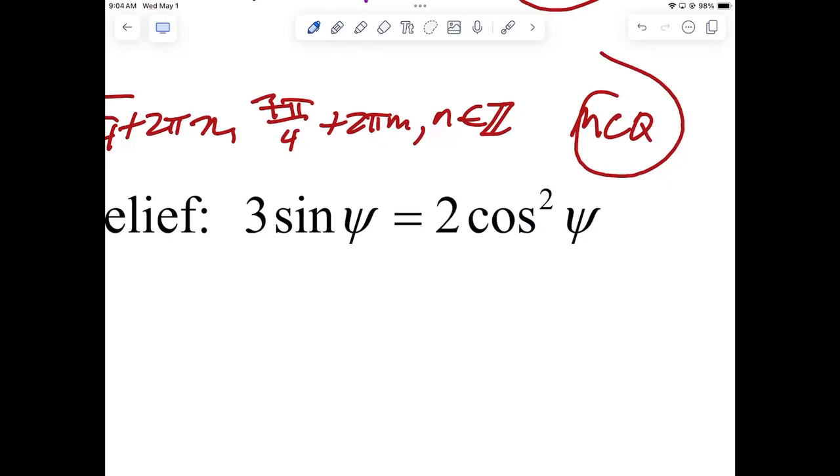All right, 3 sine of psi equals 2 cosine squared of psi. What should I do? Set it equal to 0. Get everything on one side. So I get 3 sine of psi minus 2 cosine squared of psi equals 0. And as soon as it's equal to 0, we try to factor it. First rule of factoring is a common factor. Do we have a common factor? No, we don't. So we have to do something here. I have a sine and a cosine squared. Man, it would be nice if those were both sines or if they were both cosines, wouldn't it?